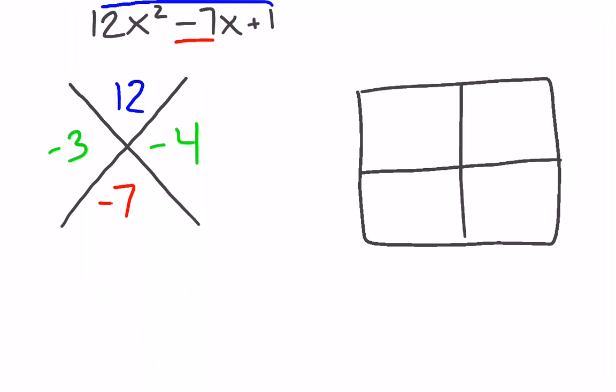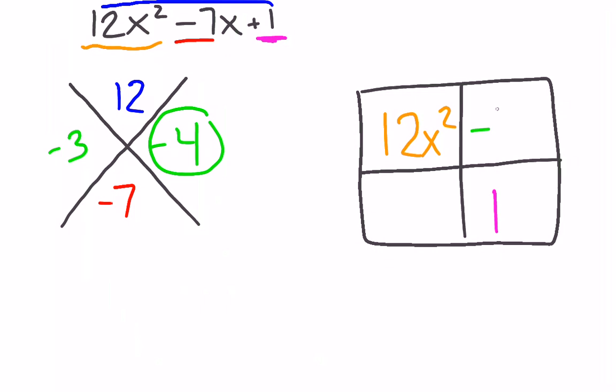Now what I need to do is fill my box. How I fill my box is I always put my first term in the first box. And I always put my last term in the last box. Then my numbers from the side go on my diagonal.